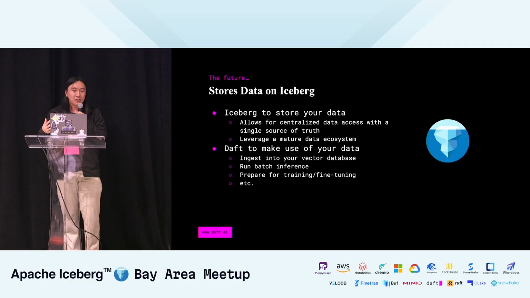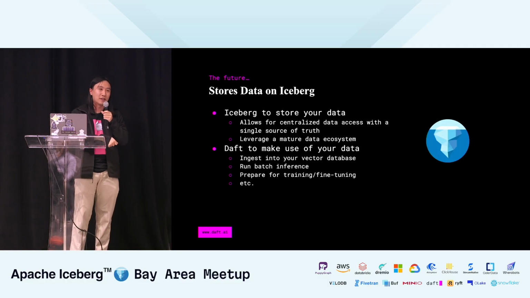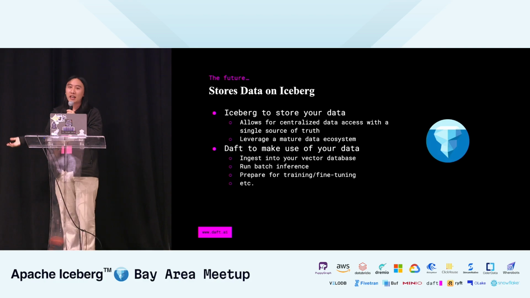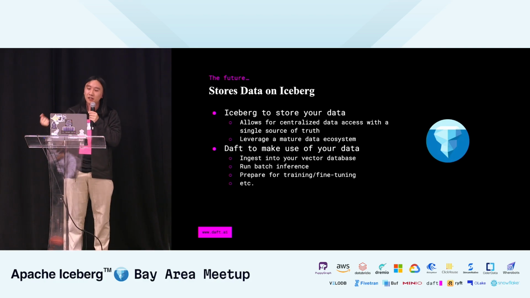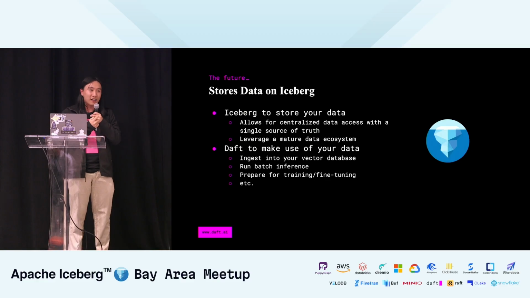But with Daft, you can store your data on Iceberg and then make use of it in your AI applications very easily. You can use Daft to ingest into your vector database, run batch inference on your Iceberg data, prepare it for training or fine-tuning, and much more.